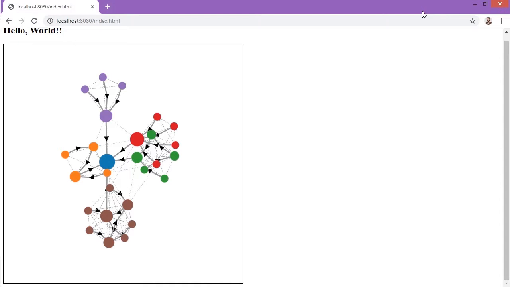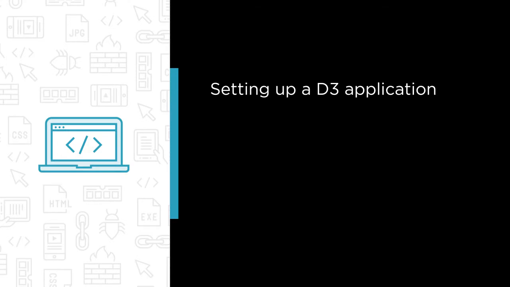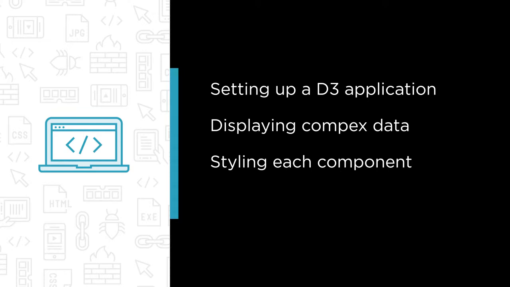Some of the major topics we will cover in this course include setting up a D3 application with Node, displaying complex data as a force layout graph with D3, styling each component of a force layout graph to encode some kind of important information, and working with the variables gravity, charge, distance, and more to customize how our graph looks.